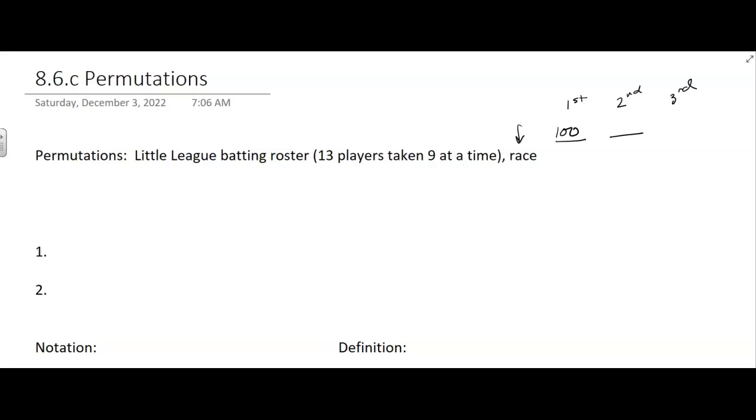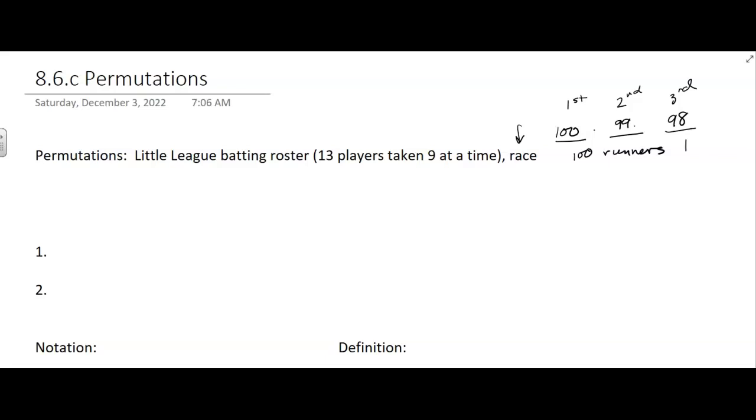And then how many are going to come in second place? Well, the person who came in first can't come in second. So now you only have 99 choices. And then how many people could come in third place? 98, right? Because you already had two people cross the finish line. Okay, so you could multiply those together and get how many permutations there are for 100 runners.